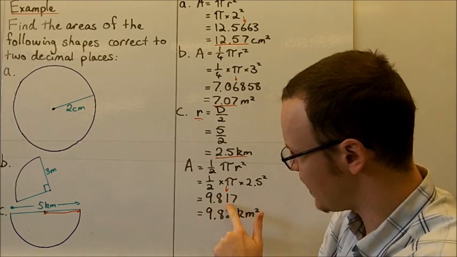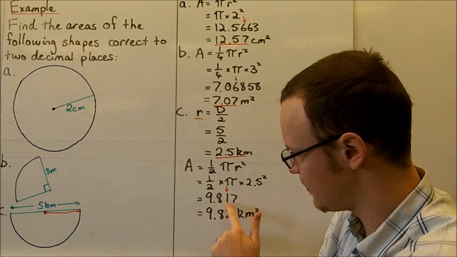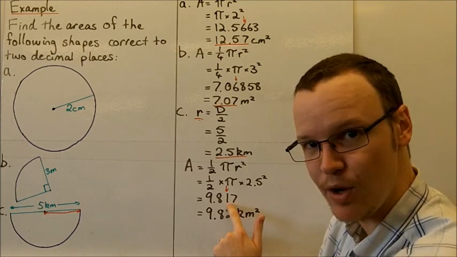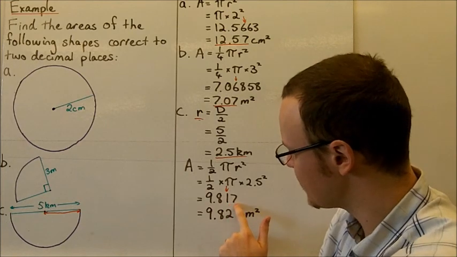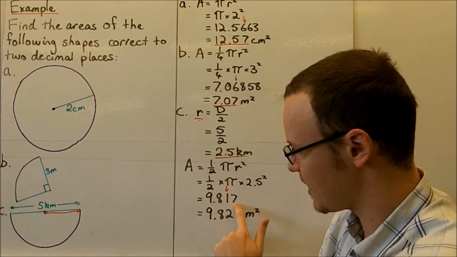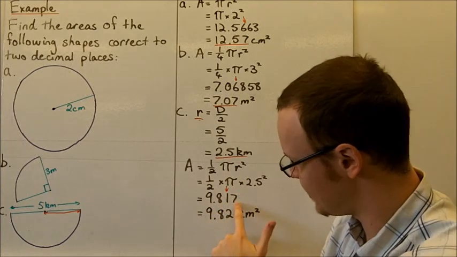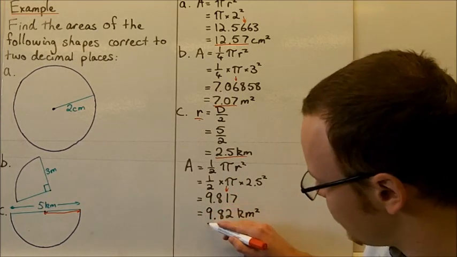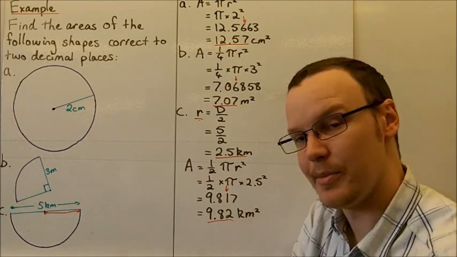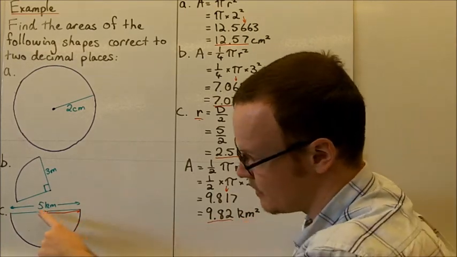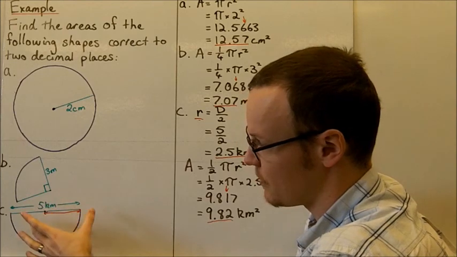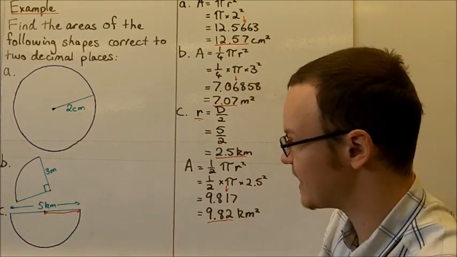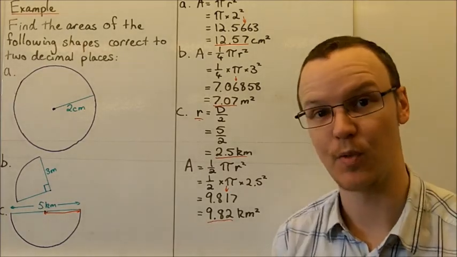9.817. If we look at the number next to the 1, this is the decimal place we have to round, so we need to either keep it the same or round it up. The number next to it is 5 or above, it's 7, so we need to round up again. So the answer is going to be 9.82 square kilometres. And once again, you can have a look at the units. The units for our diameter and our radius are in kilometres, so the units for the area will be square kilometres.